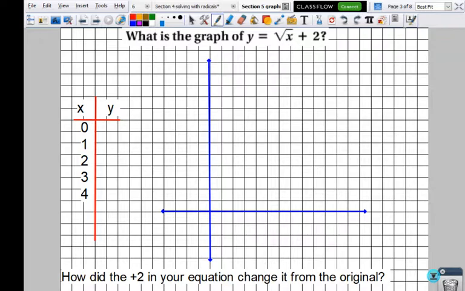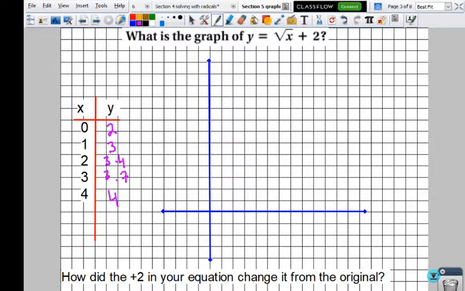Okay, so my table on this one, when I did 0, I got 2. When I did 1, I got 3. When I did 2, I got 3.4. When I did 4, I got 3.7. Wait, I skipped 3. Well, you got 3.4, 3.7. And when I did 4, I got 4.